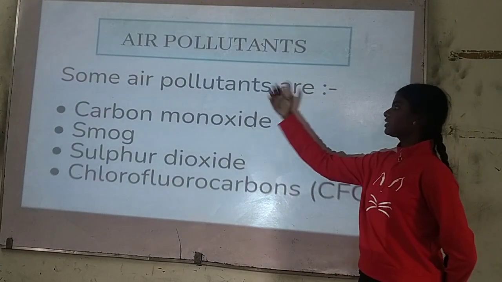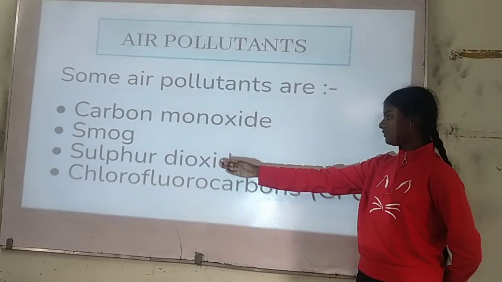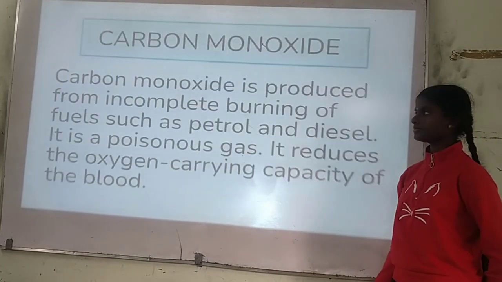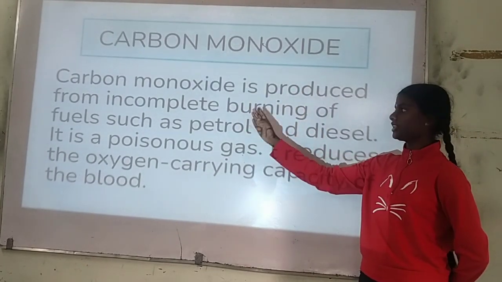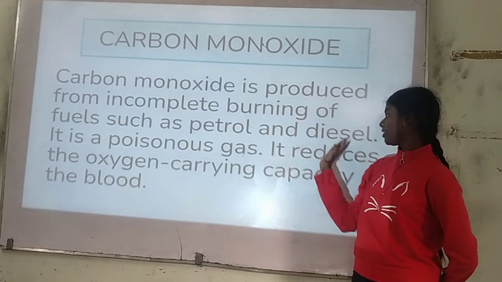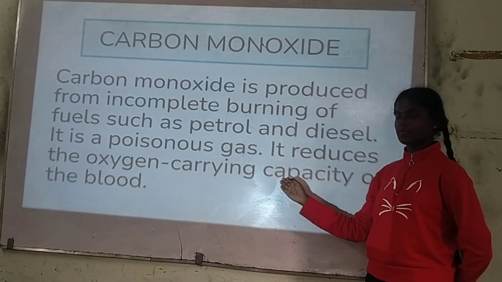Air pollutants. Some air pollutants are carbon monoxide, smog, sulfur dioxide, chlorofluorocarbons, also known as CFC. Carbon monoxide is produced from incomplete burning of fuels such as petrol and diesel. It is a poisonous gas. It reduces the oxygen carrying capacity of the blood.